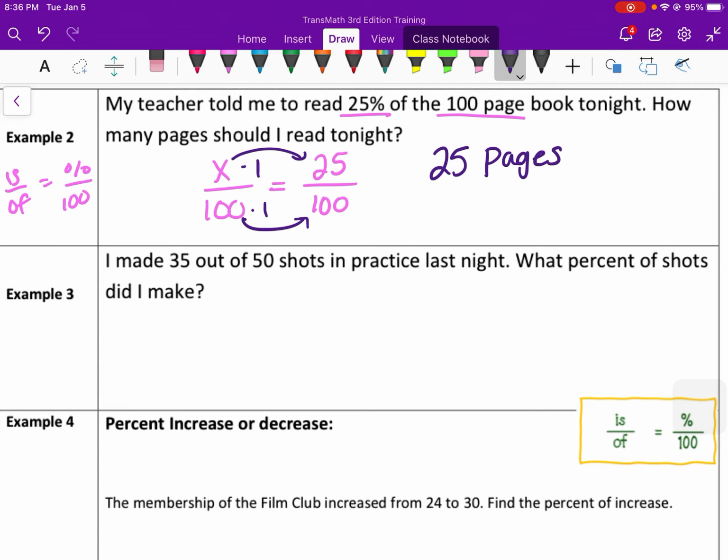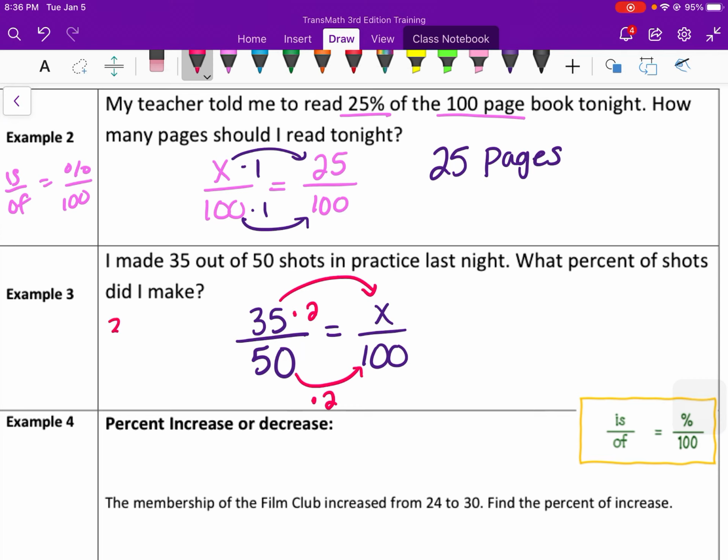I made 35 out of 50 shots in practice last night. What percent of shots did I make? So if you made 35 of 50 shots, then what percent out of 100 did you make? You're solving for the percent in this one. From 50, we can multiply 50 times 2. So then you can take 35 times 2, and 35 times 2 would be 70. So you made 70% of the shots, which is a great percent in basketball or even hockey.